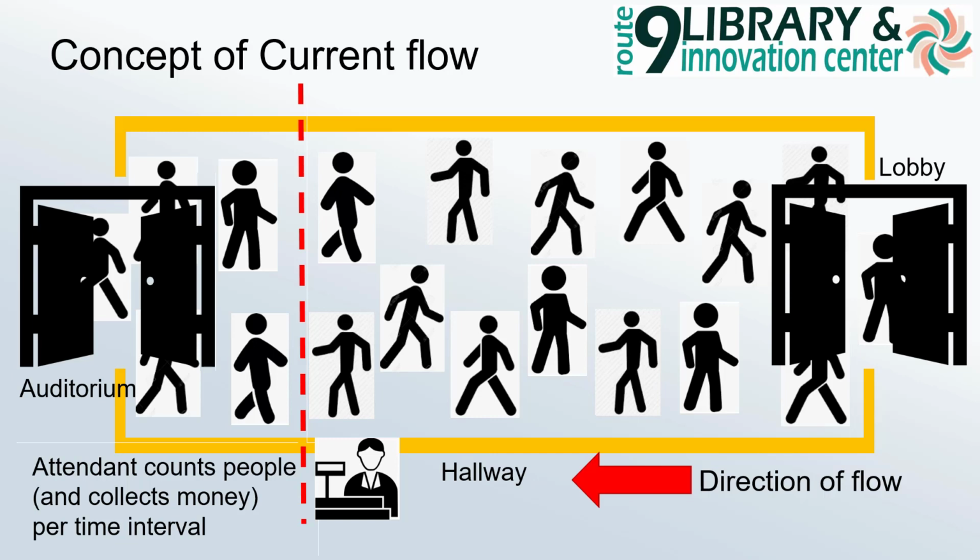And maybe he's collecting money. So maybe every time somebody goes through, they pay a $10 entrance fee. He could actually collect the total amount of money per second that you're going to collect for this concert. So it's very similar to current flow. So he's not only counting the number of people, but he's counting the total money per second that you would get as these people flow through this particular arbitrary boundary here.